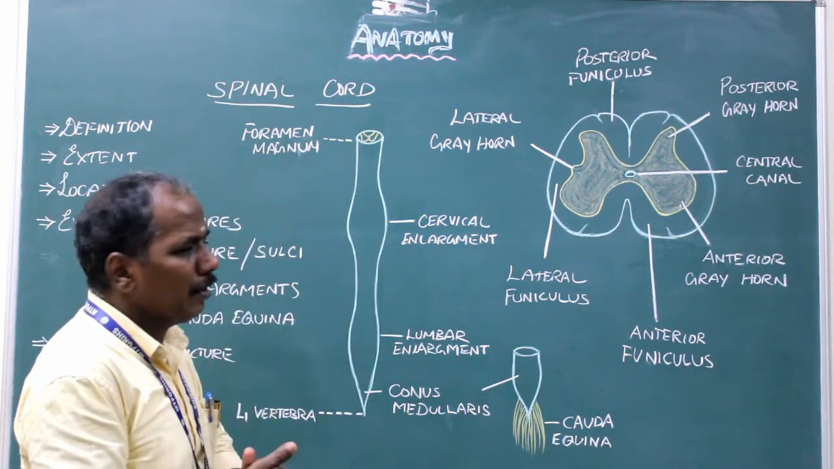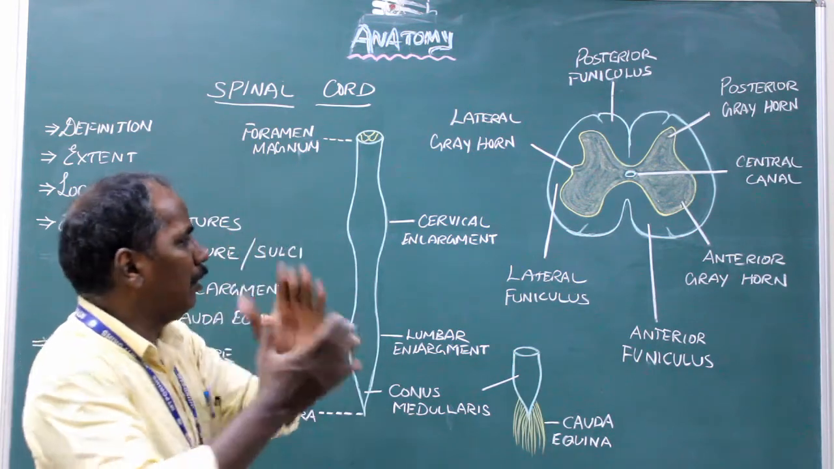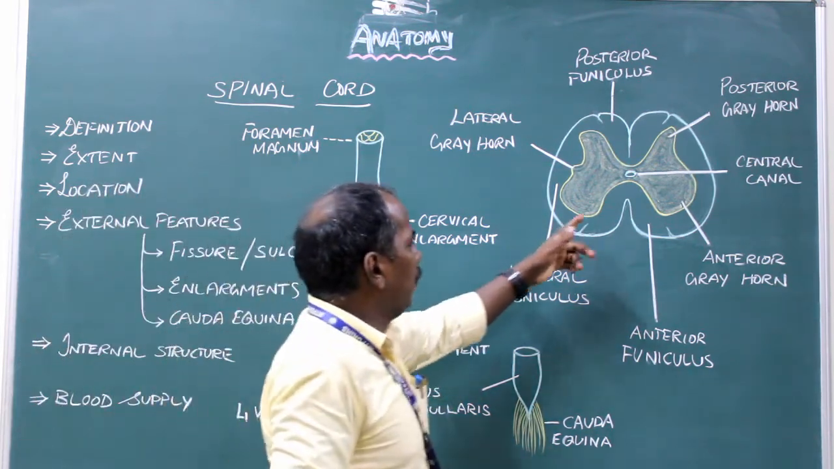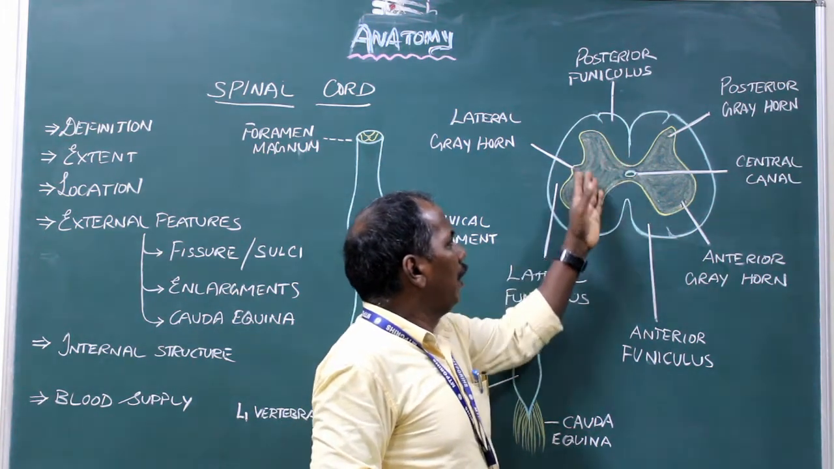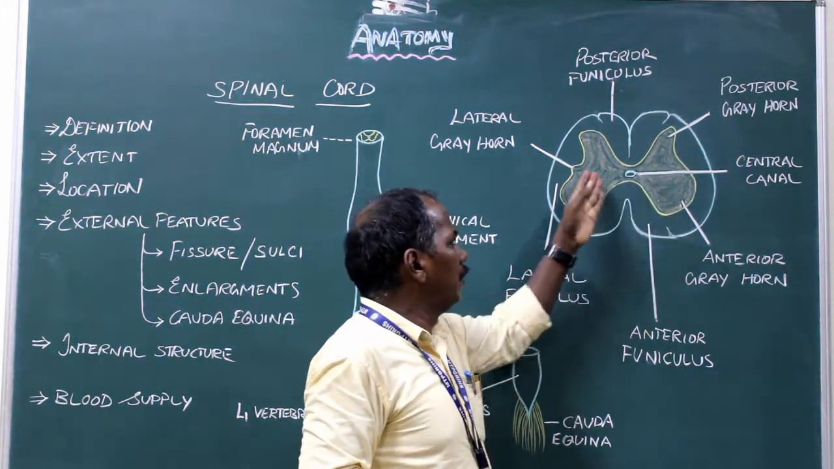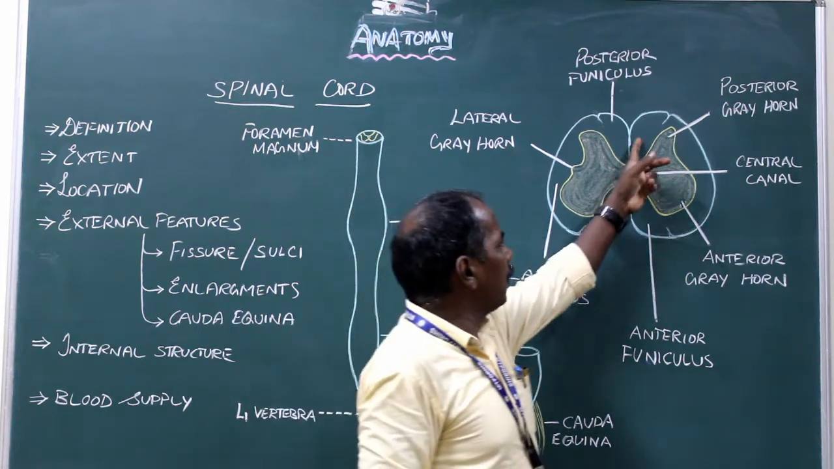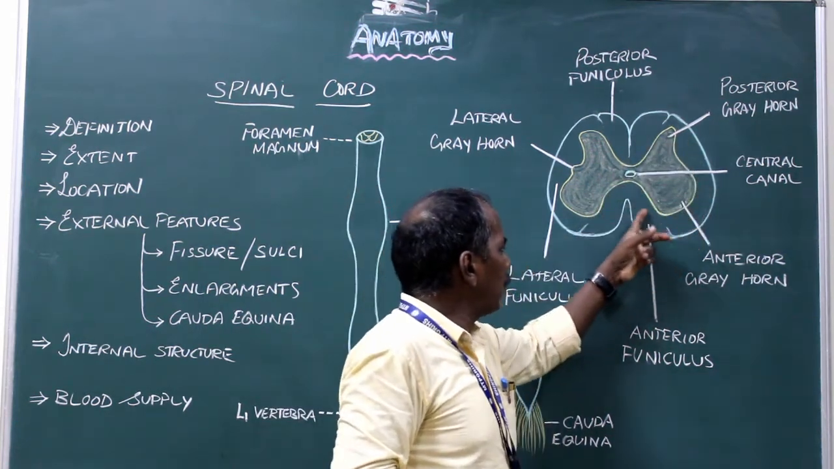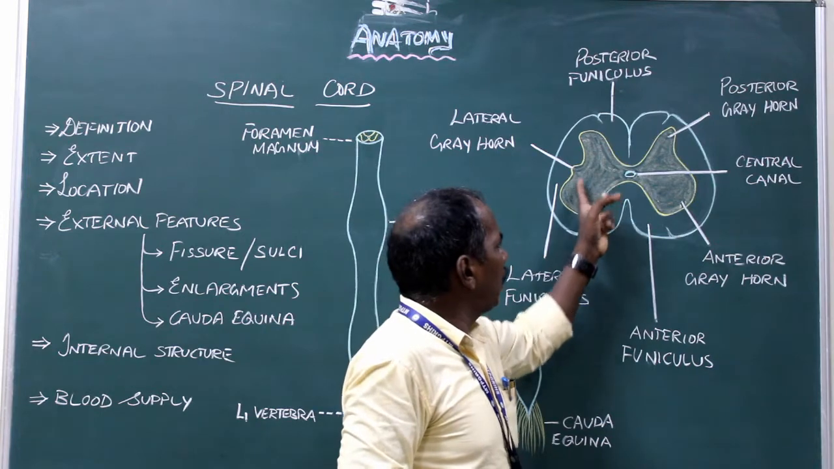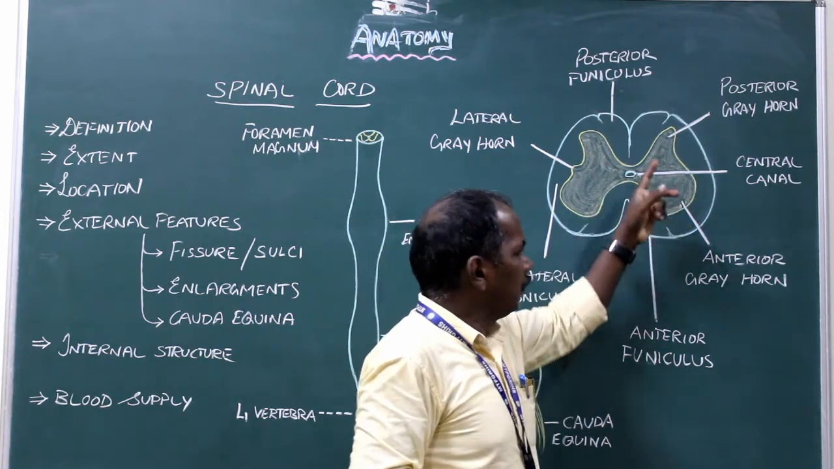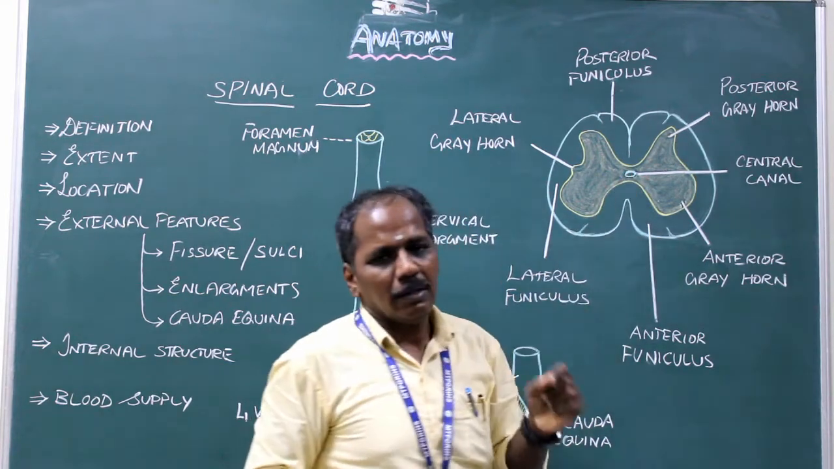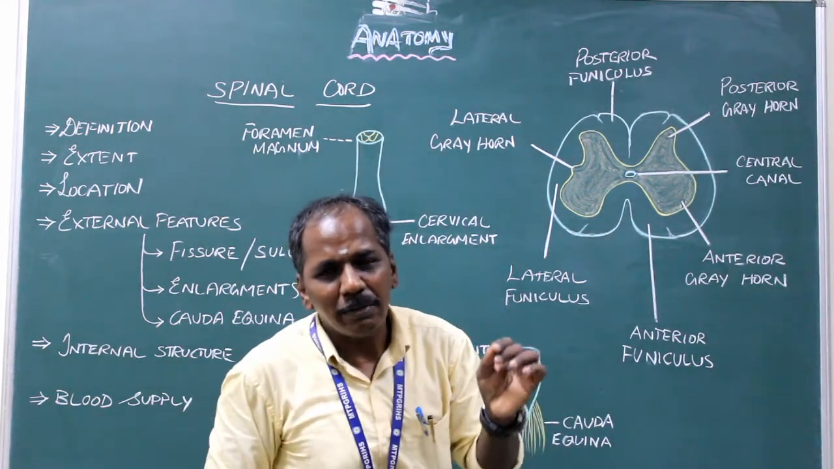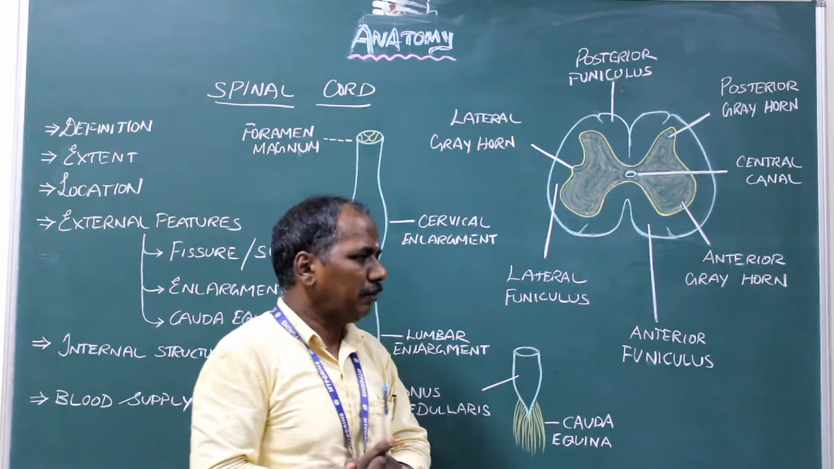Structure of the spinal cord, or internal structure of the spinal cord, cross section of the spinal cord. It consists of an outer white matter and inner grey matter, and a central canal. The central canal is the continuation of the fourth ventricle.